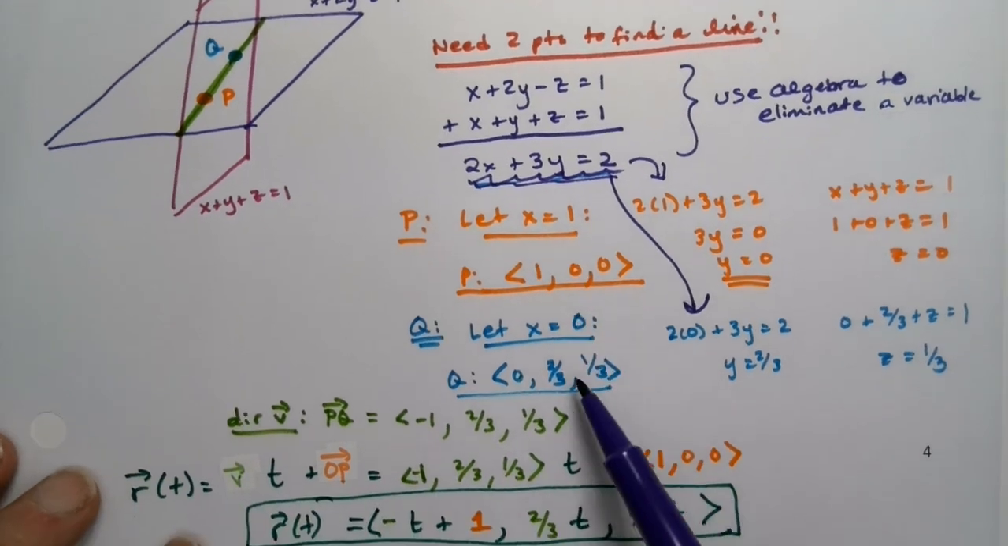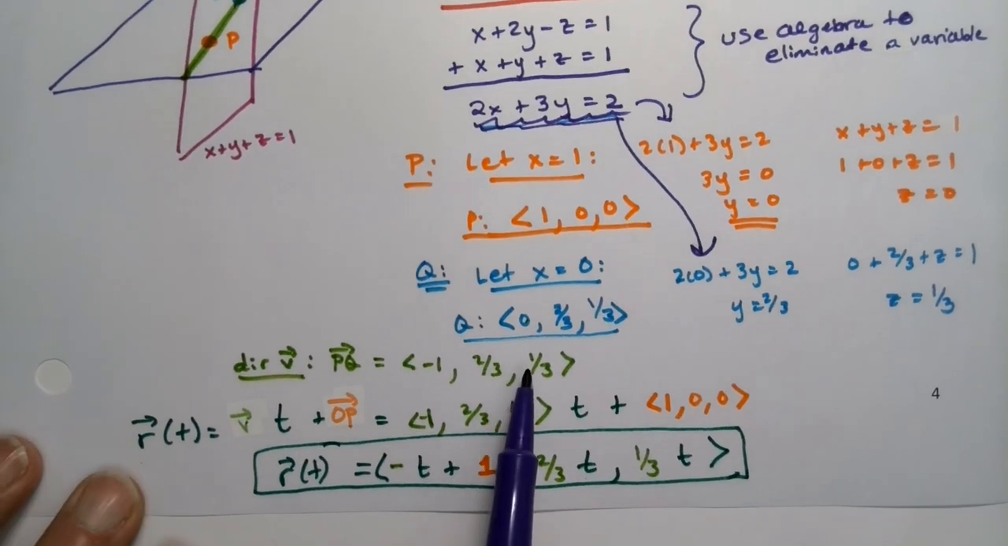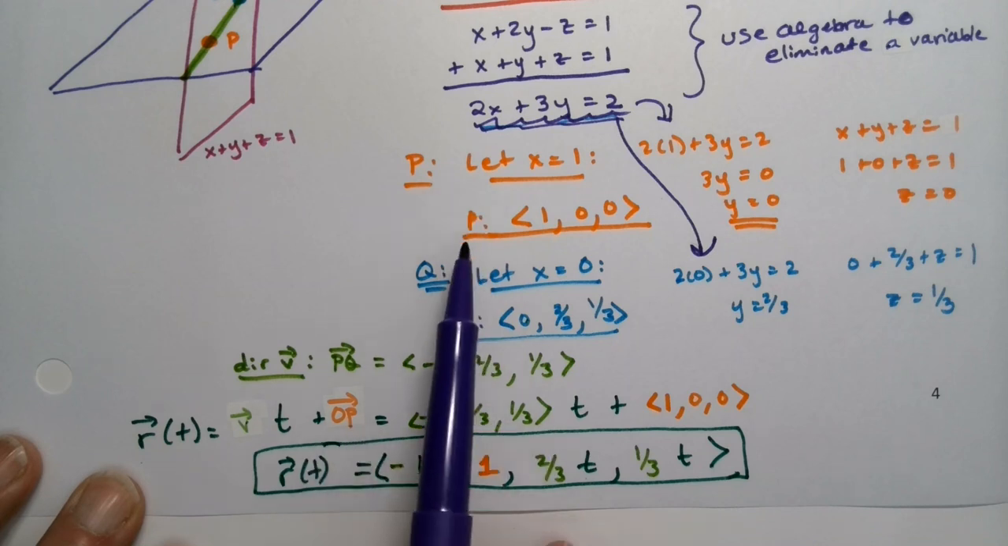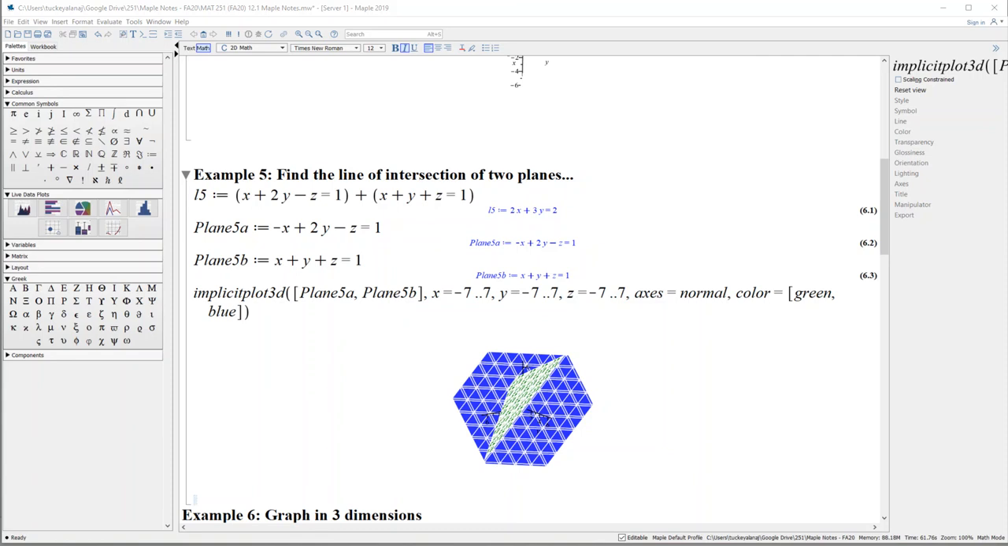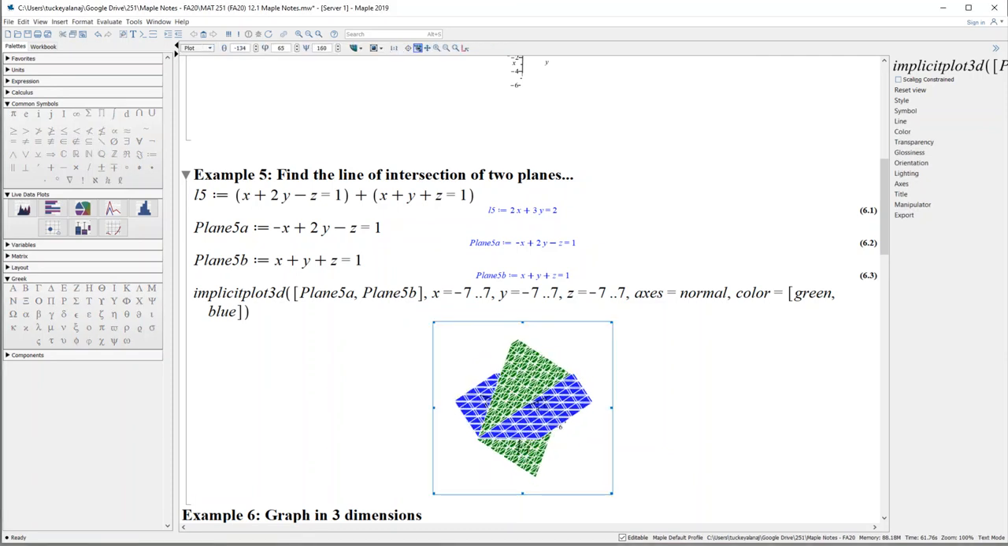And then once you have those 2 points, you make a direction vector from those 2 points. And that's direction vector times t plus OP, the origin to one of the points that you found. And I did graph them in Maple just so you could kind of see what you're finding. You're finding the equation of the line where the two planes intersect. So you can see they do have an intersection, and you're finding that equation of that line right there. But in 3 space, of course.